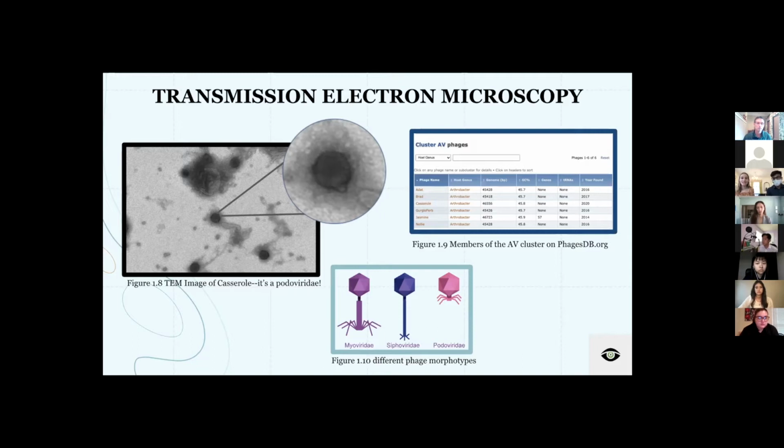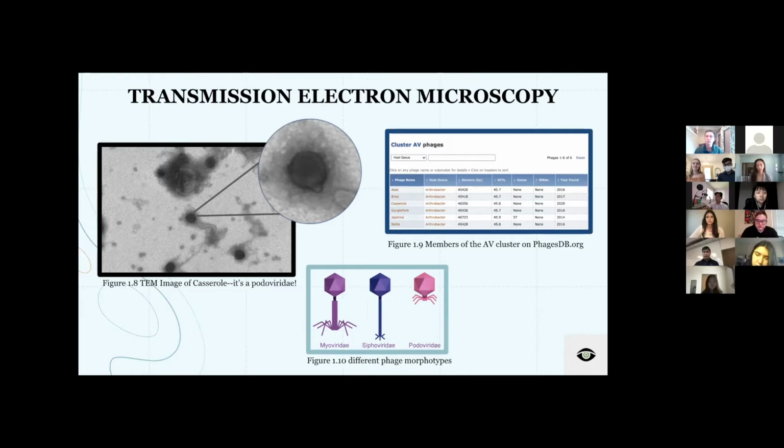And as you can see, in that TEM image, you see a protein capsid head and a very short stub tail. So this showed that Casserole is a Podoviridae, which no one at Baylor through the SEA-PHAGES program had ever found, and it's just a very rare phage to find in general. And then we noticed that on the PhagesDB database, which is where everyone records information about their phages, in cluster AV, all the phages were Podoviridae. And so this further confirmed our predictions that phage Casserole is in the AV cluster. This was all very exciting for us.